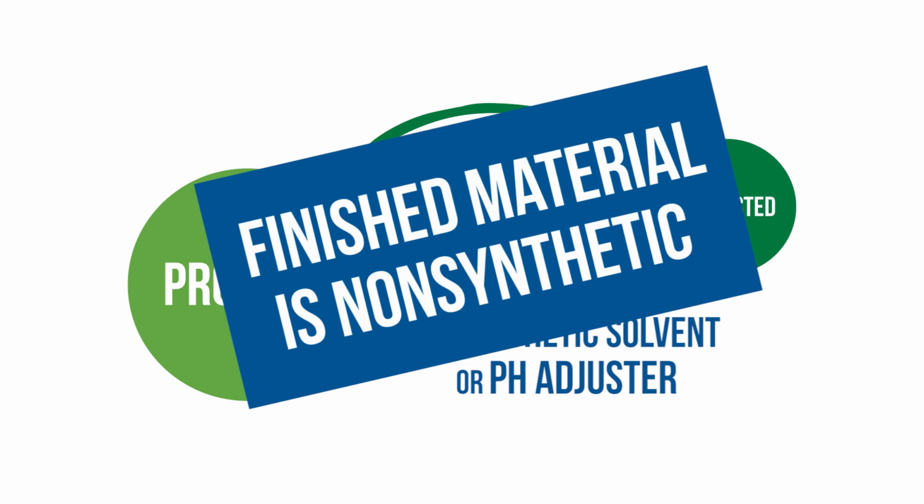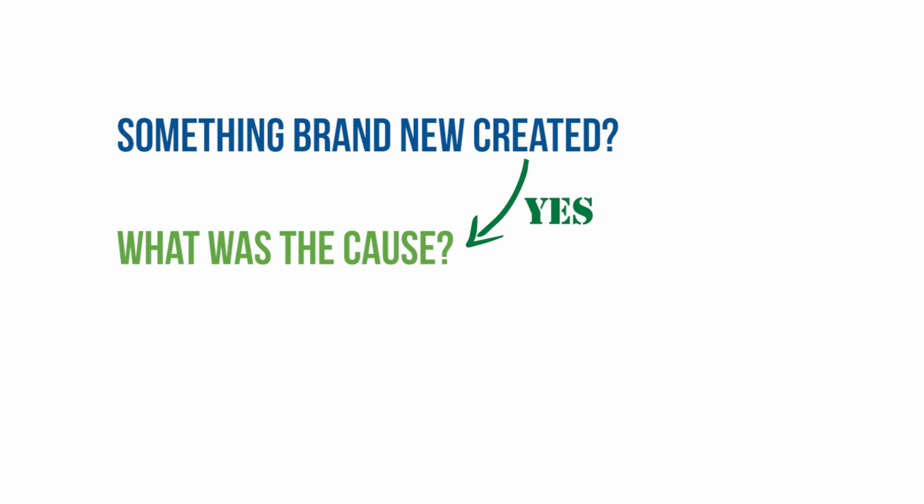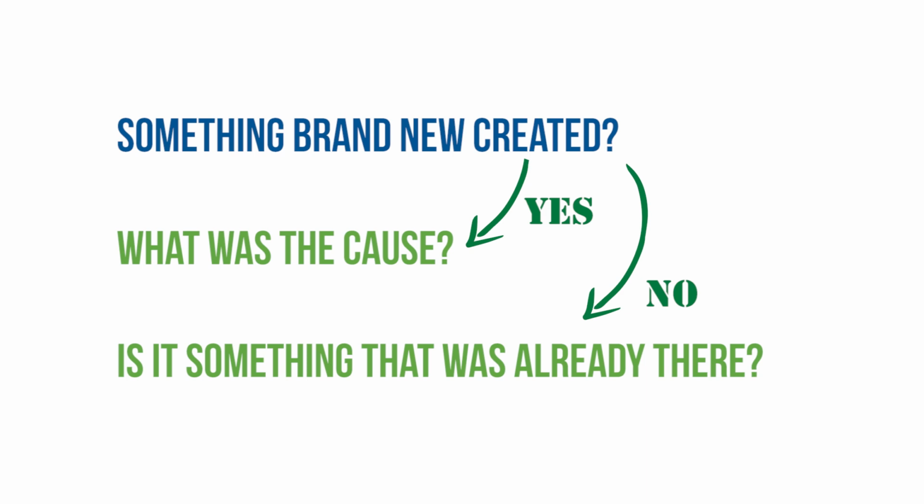So we look at, is something brand new created? If yes, what was the cause of that new material being created? And otherwise, is it something that was already there in the product itself, and we just used materials to isolate it? Generally, the isolation process is a non-synthetic process. Not always, but these are kind of your basic rules of thumb.